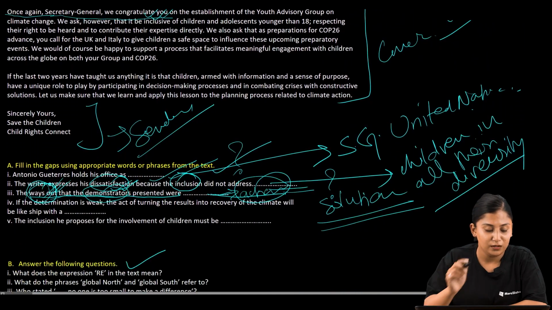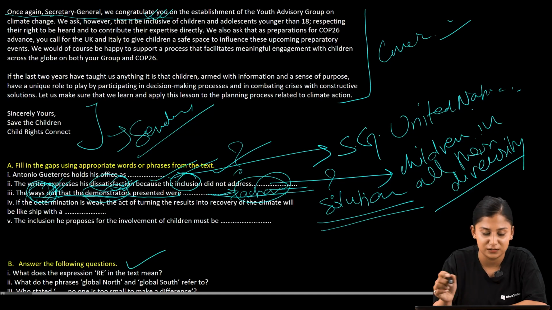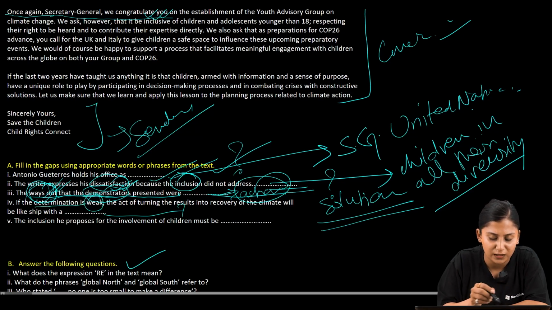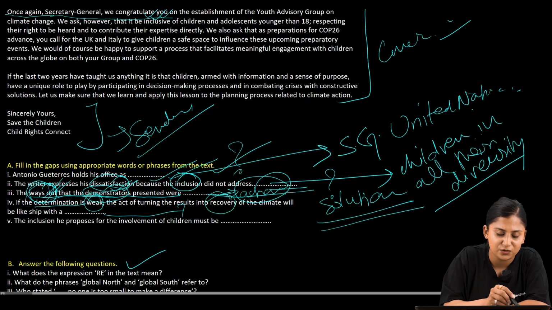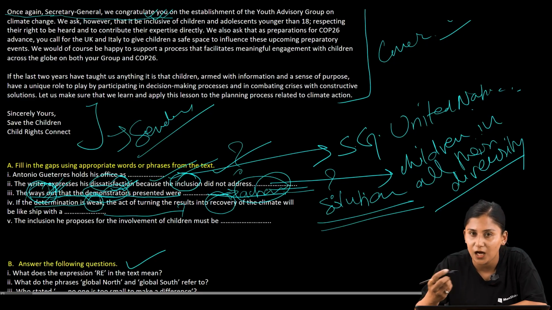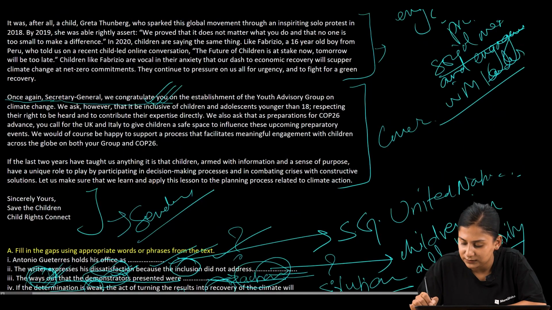So now let us find out the answer for number 4. If the determination is weak, the action of turning the results into recovery of the climate will be like ship with a dash. Here let us mark the keyword determination, another keyword weak, and also another keyword recovery. Based on these 3 keywords, let us find out these words in the passage and then find out the answer.